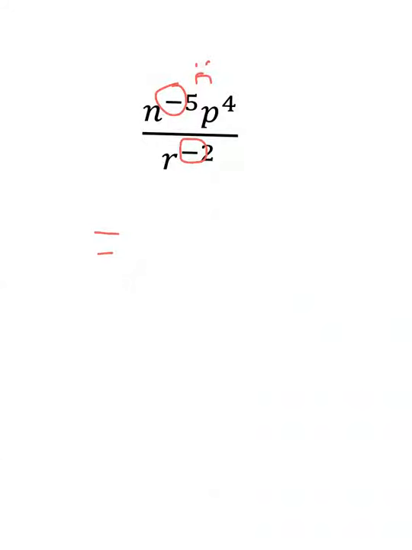So let's see. If we're going to make our fraction bar, we want to put our n to the negative 5. We want to make it positive. Okay, we're going to put that in the denominator. Our p to the 4th, happy up there in the numerator, so we'll leave it up there. Our r to the negative 2 is unhappy in the denominator. So we're going to move him up to the top, make him positive. There we go. So we'll end up with p to the 4th, r squared, all over n to the 5th.